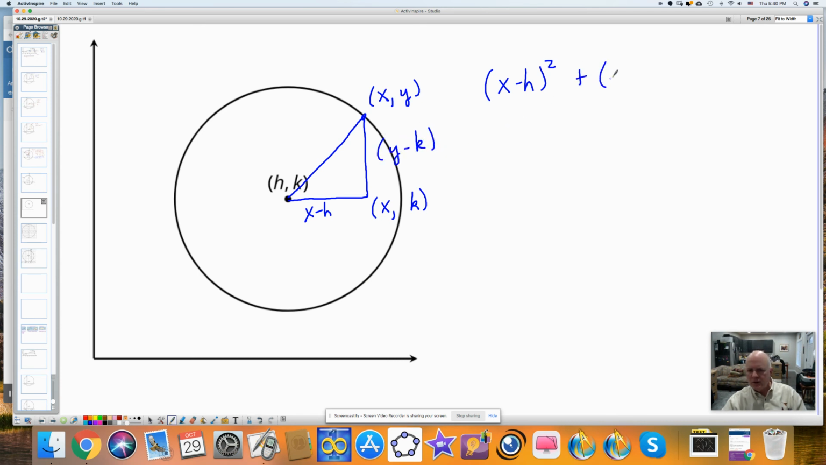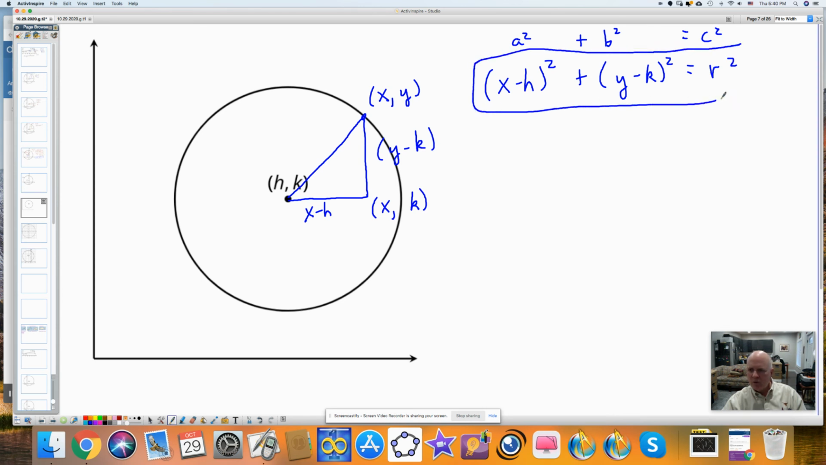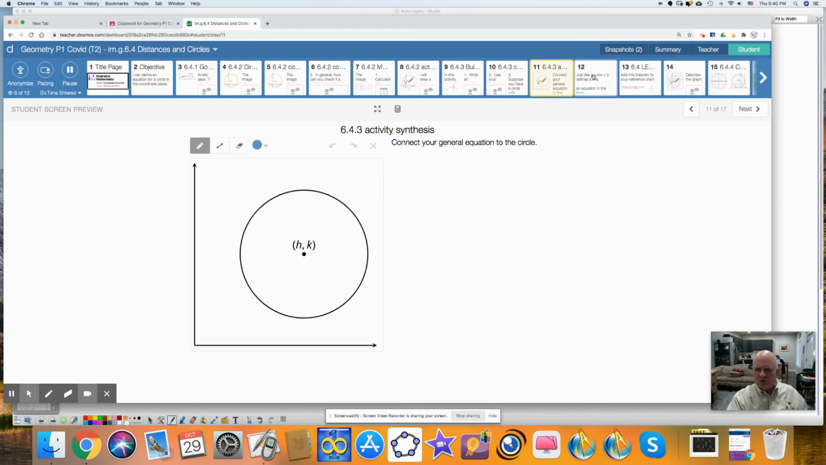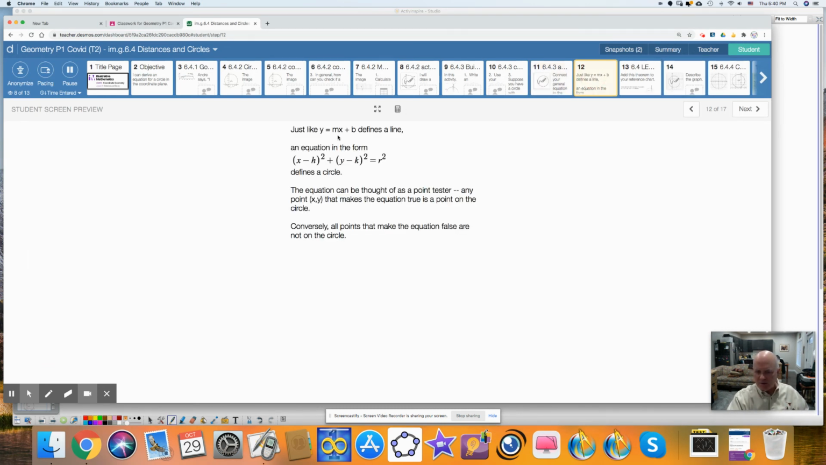So a squared plus b squared. This is Pythagorean theorem. a squared plus b squared is equal to c squared. So this is equal to my radius squared. Again, this is the general form of the equation of a circle. Just like you have for the equation of a line, y is equal to mx plus b, this is the form that defines a circle. It is not a function. It doesn't pass the vertical line test, but this is the equation.